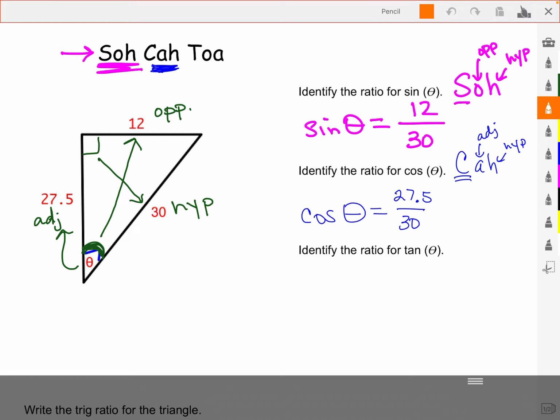And then last for this one, the ratio for tangent, I'm going to use TOA. So the T stands for tangent. So tangent of theta is, O is opposite, A is adjacent. So the opposite we said was 12, and the adjacent we said was 27.5. So those are my three ratios for this triangle.